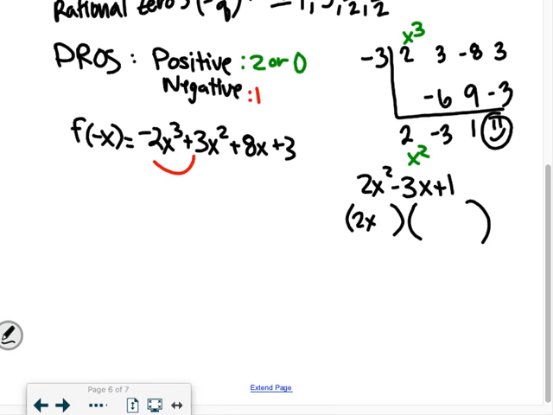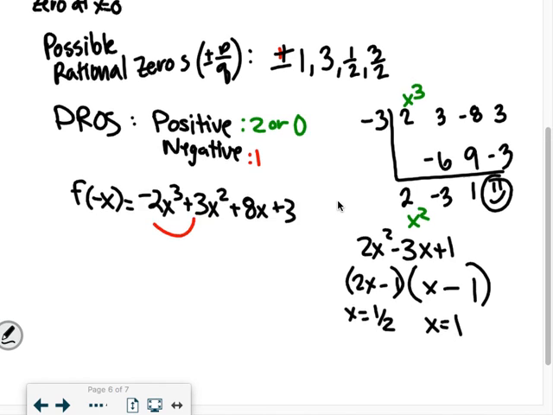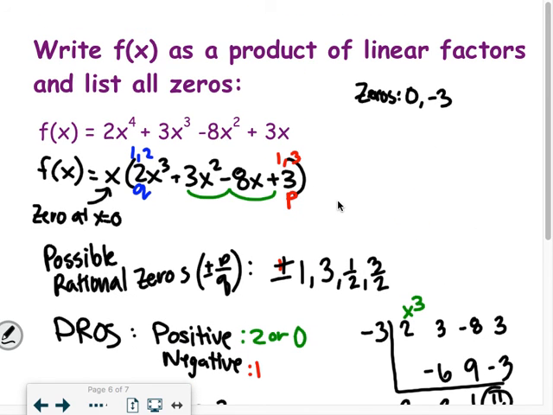Well, this one factors pretty nicely. You have to have 2x and x. You have to have 1 and 1. Outsides would be 2x. Inside would be 1x. They would add to make negative 3x if they were both negatives. And then if you set those factors equal to 0, here's our 1, and then add 1 and divide by 2. There's our 1/2. So I can add those to my list of zeros, 1 and 1/2, and check the original problem.